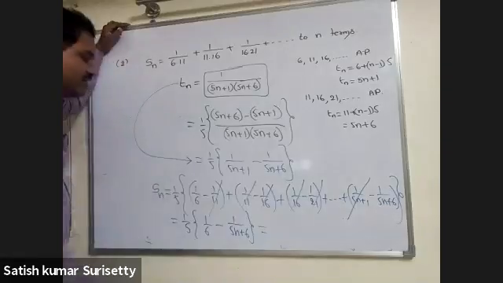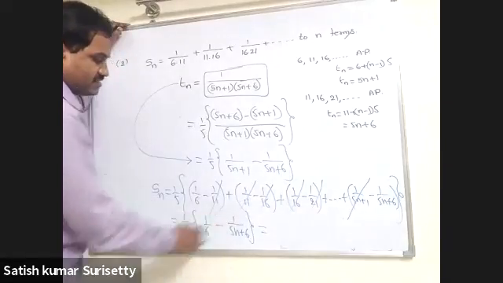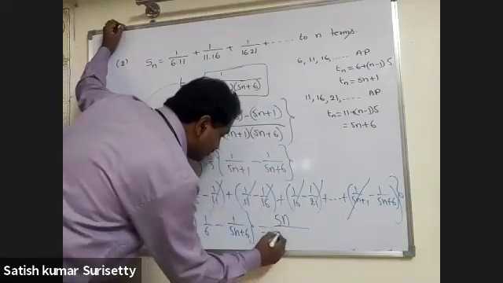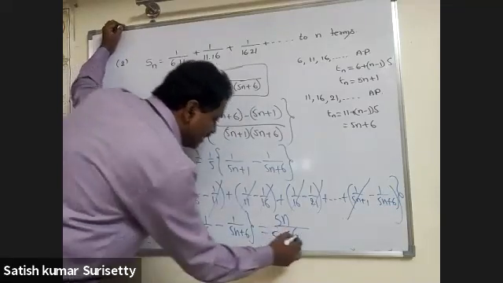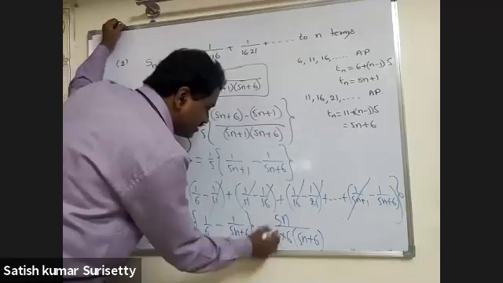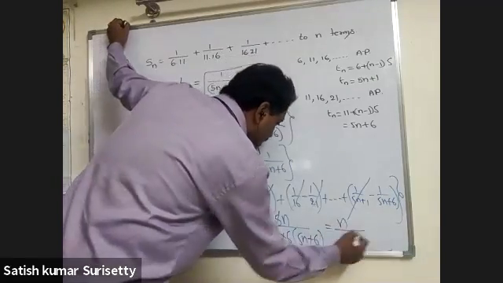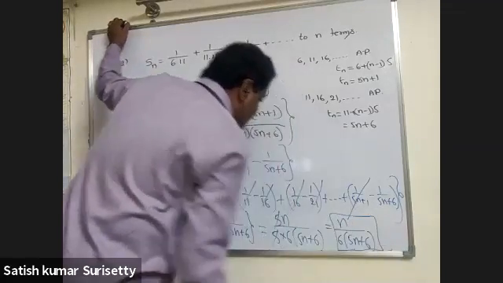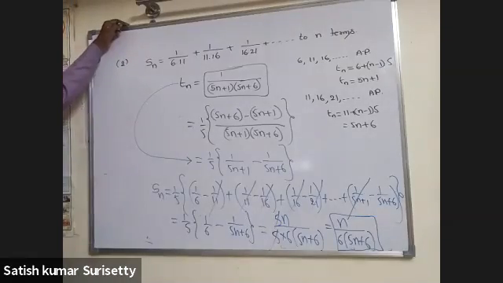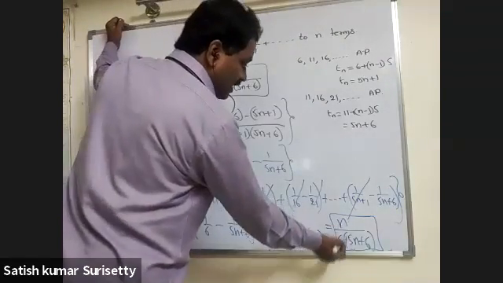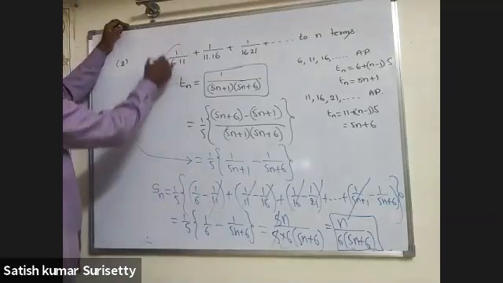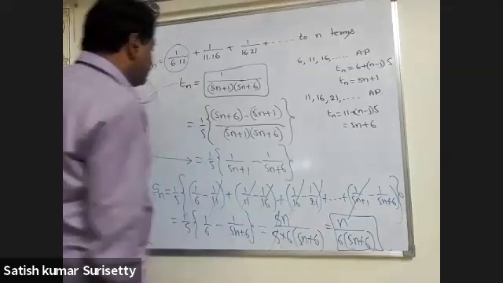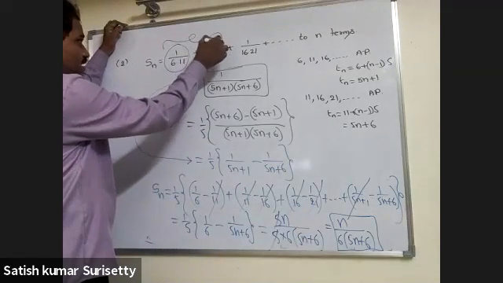Now take the LCM and simplify. 5n plus 6 minus 6, so 6 gets cancelled, leaving 5n upon 5 into 6 into 5n plus 6. Now 5 also gets cancelled. That means n upon 6 into 5n plus 6. Now let us verify whether this sum is correct or not by substituting n equal to 1 and 2. When I substitute n equal to 1, it is 1 upon 6 into 11, which is the same as this. Substitute n equal to 2 here and calculate the sum, and the value you get should be the same as the sum of two terms.